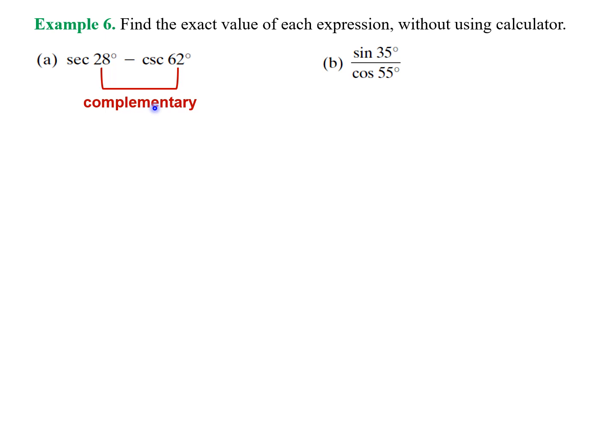So how do we use CAT in this kind of expression? What you're going to do is select one function, for example cosecant 62 degrees. Using CAT, for cosecant 62 degrees, you know that the cofunction of cosecant is secant. And to find the complement of 62, subtract 62 from 90 degrees. So 90 minus 62, you will get 28 degrees. So the value of cosecant 62 degrees is equal to the value of secant 28 degrees.